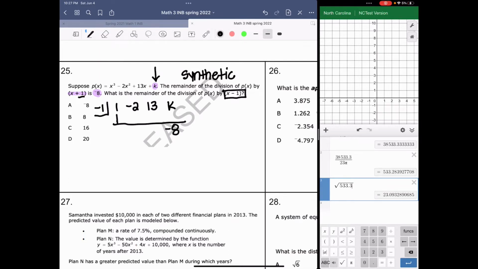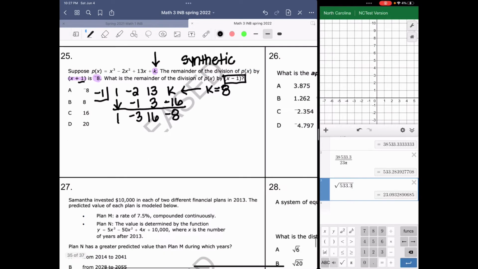So I'm going to go through, and do negative 1 times 1, which is negative 1. Add that, get negative 3. Negative 1 times negative 3 is positive 3. That's going to give me 16. Negative 1 times 16 is negative 16. So the question is, what does K have to equal in order to add negative 16 and get negative 8? Well, K would have to equal 8.